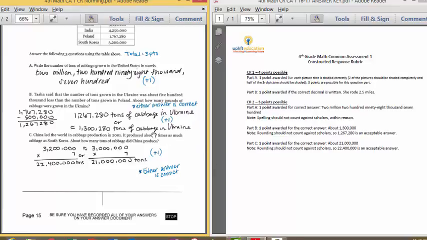Rounding should not count against the scholars here either, so 22,400,000 is an acceptable answer. If you have any questions, sit down with your campus leadership team or talk to your grade level team about how to norm on certain answers. Or if you have further questions, you can always reach out to your CTL or to your curriculum coordinator.